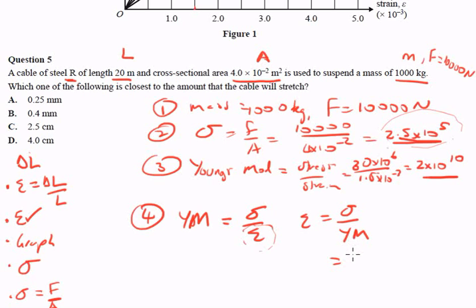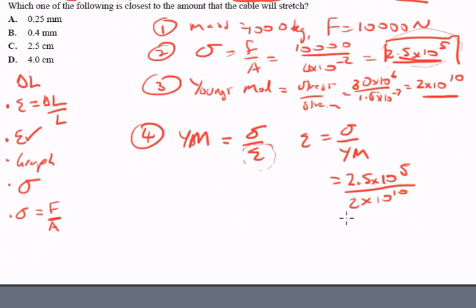Alright, so we've got 2.5 by 10 to the 5. That's from here. And the Young's modulus, which I just worked out, was 2 by 10 to the 10. And that gives me a strain of 1.25 by 10 to the minus 5. Alright, so now I've got my strain. Cool. Now I'm going to use this equation rearranged to find that.